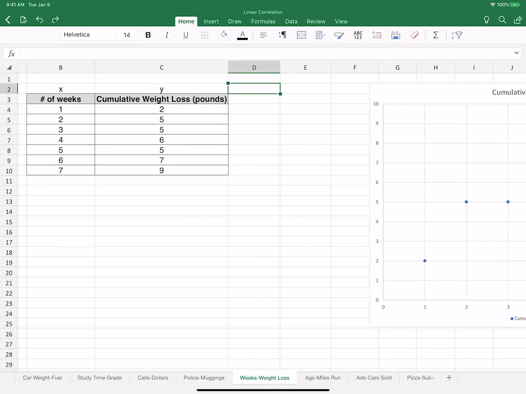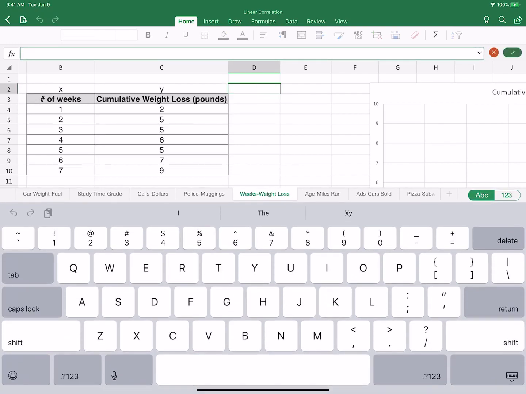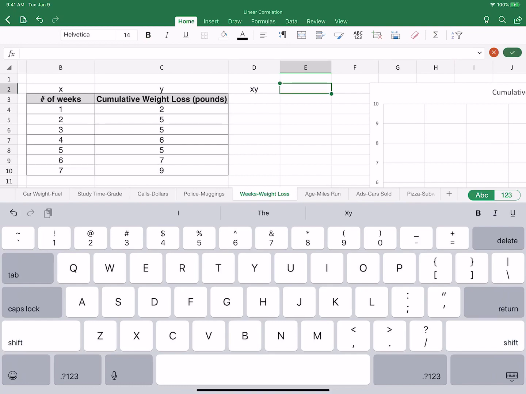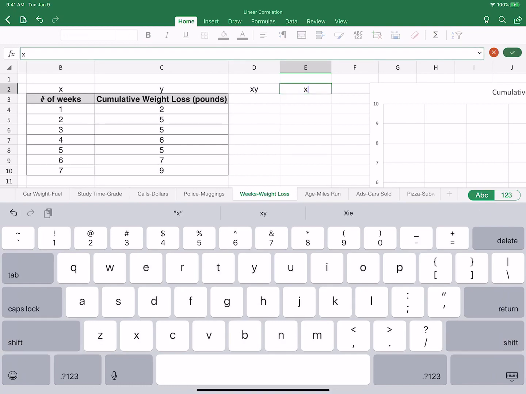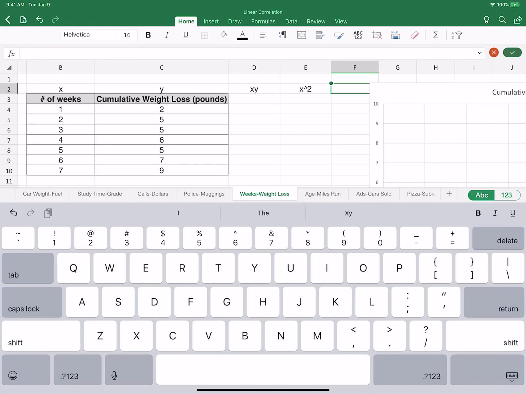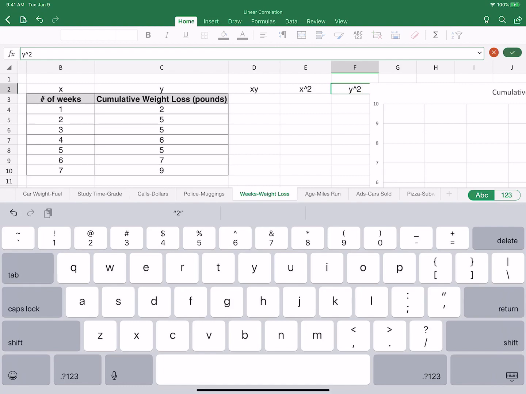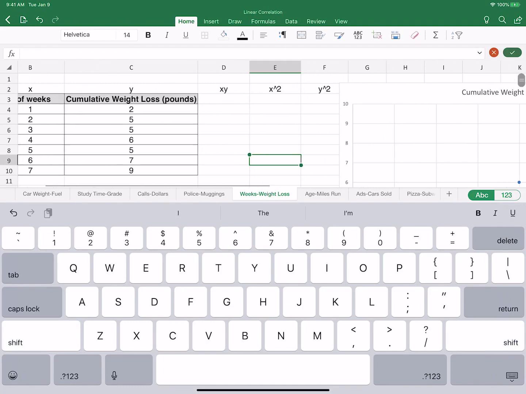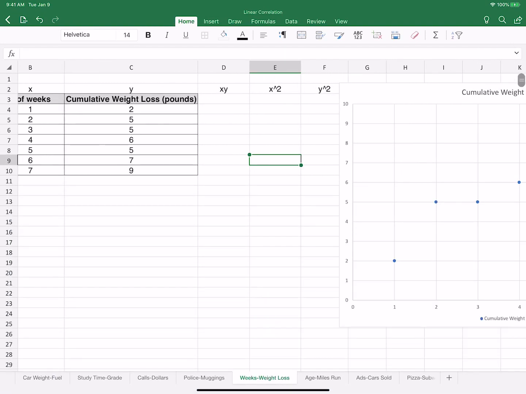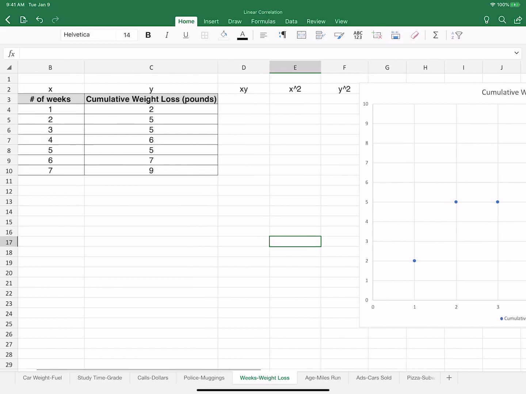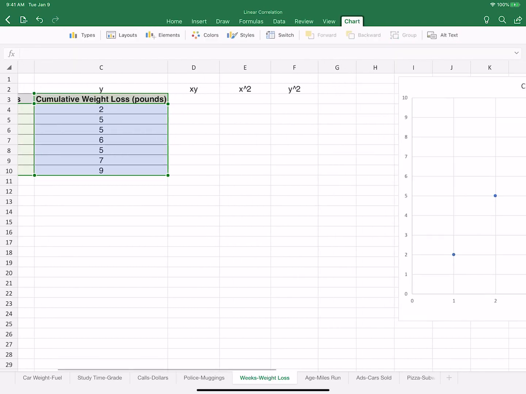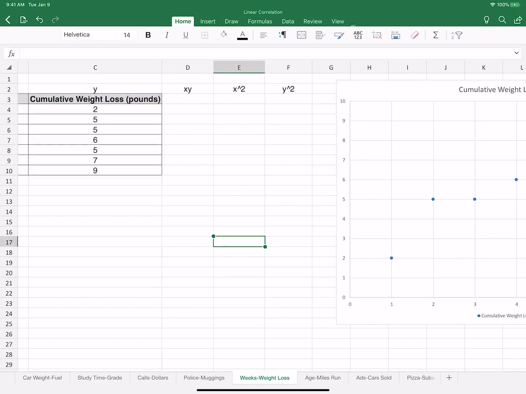Okay, let's enter what? Don't we have an X, Y column again? And then we have X raised to the second power, and then Y raised to the second power? Okay. Let's get that out of the way.